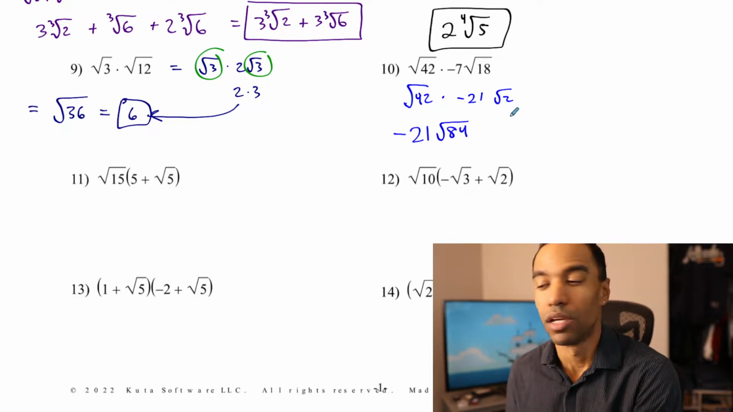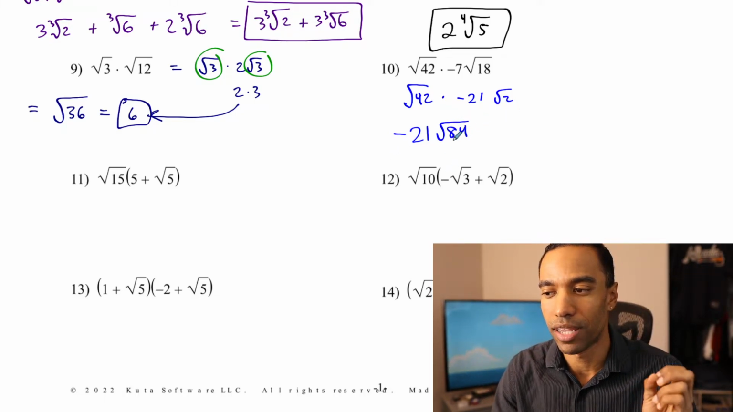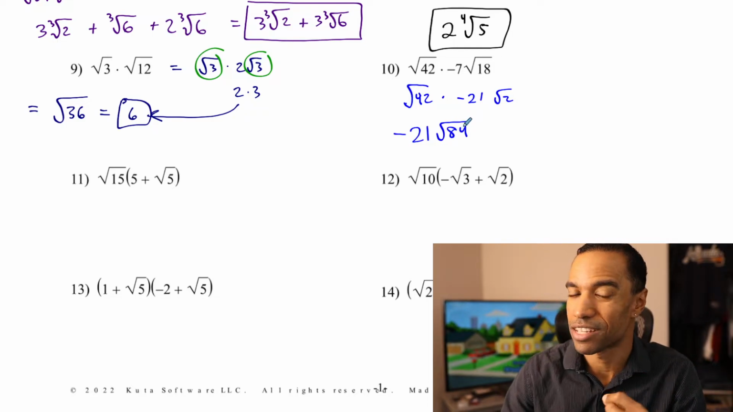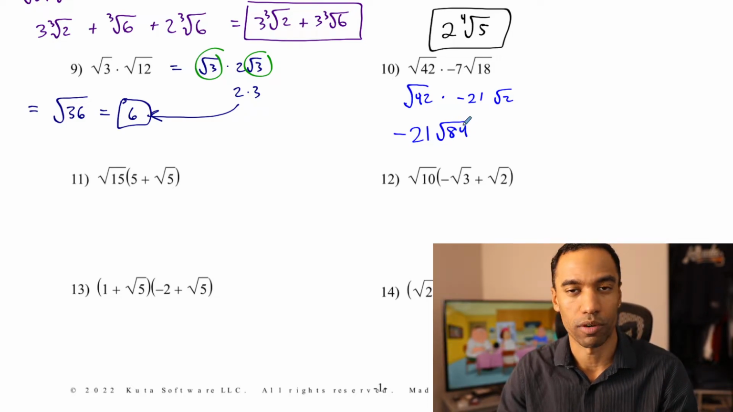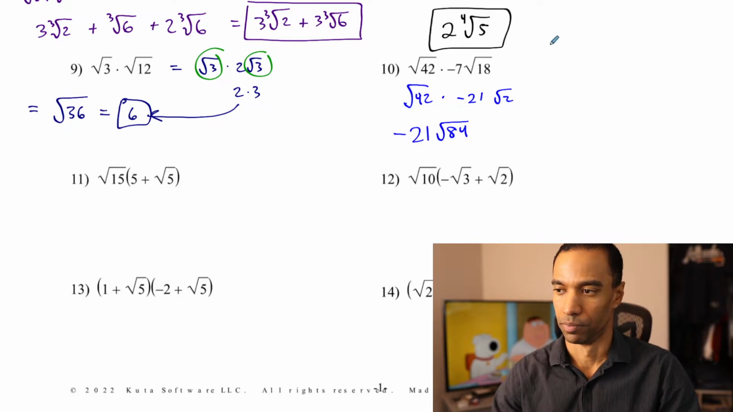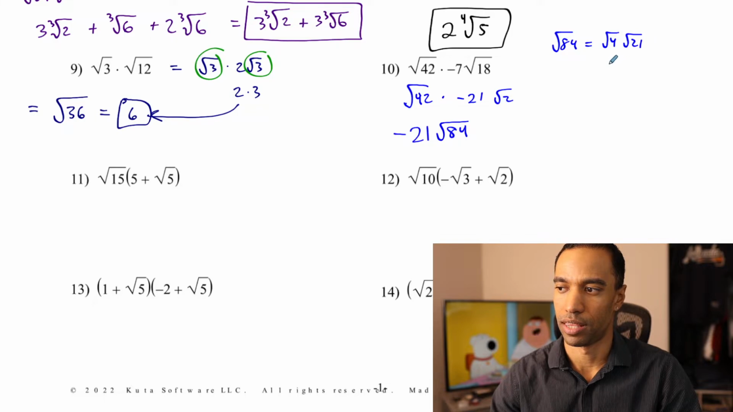But are we done? Well, no, because the square root of 84 can contain perfect square factors. In fact, 4 is one of those perfect square factors. I think it's the largest one. So root 84 is root 4 times root 21, and the square root of 4 is 2.